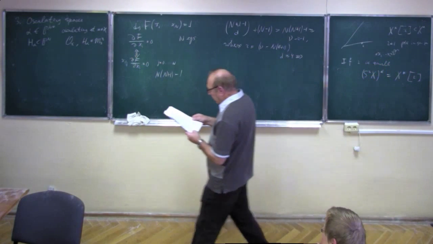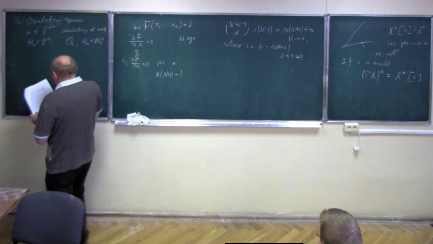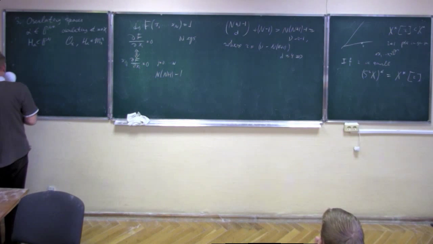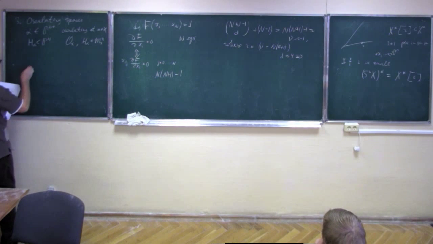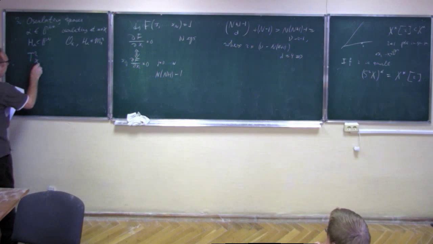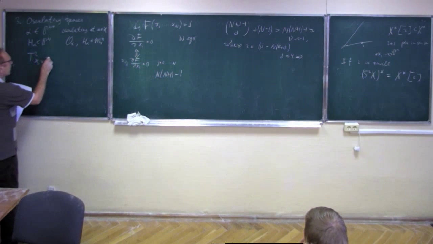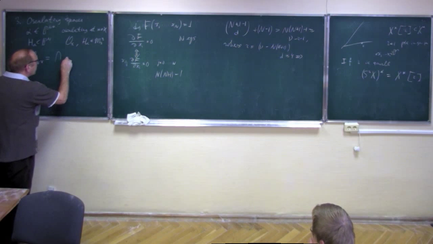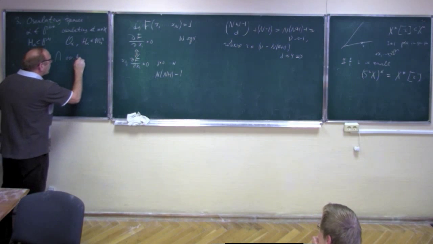And now the osculating space at this point x is just the intersection of all osculating hyperplanes at x.